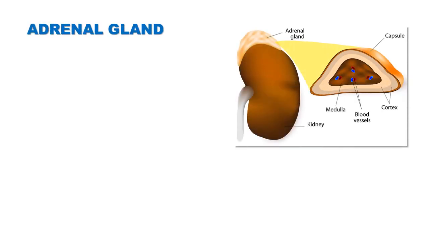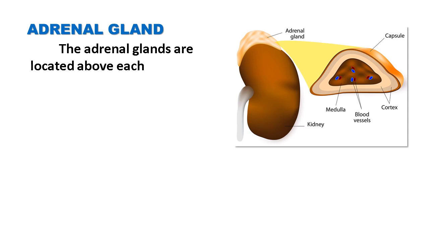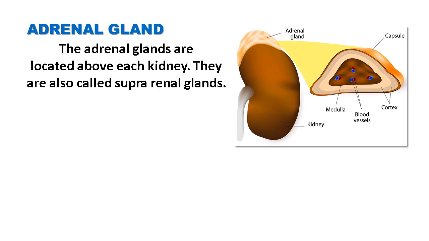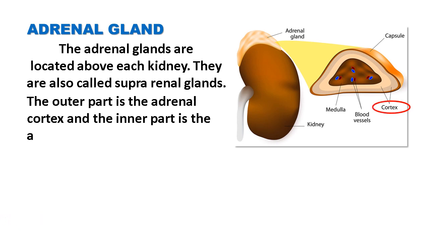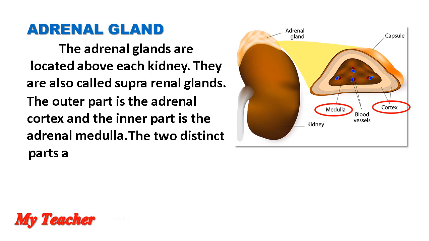Adrenal glands. The adrenal glands are located above each kidney. They are also called as suprarenal glands due to the position above the kidney. The outer part is the adrenal cortex and the inner part is the adrenal medulla. The two distinct parts are structurally and functionally different.